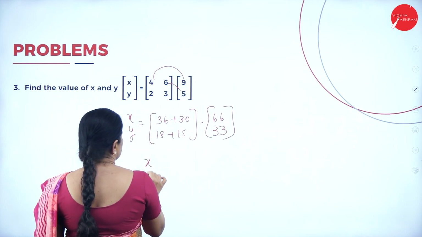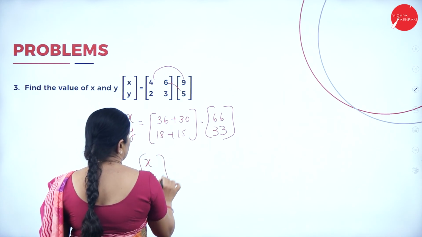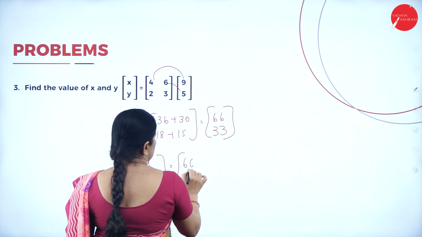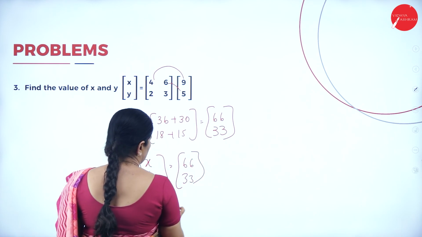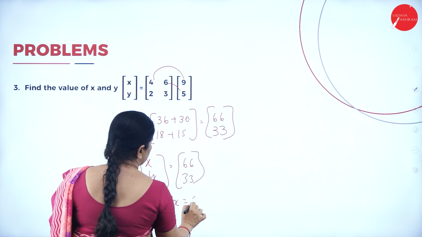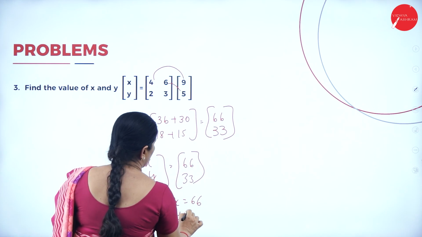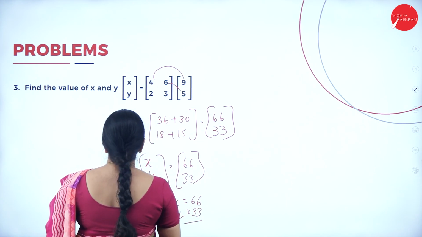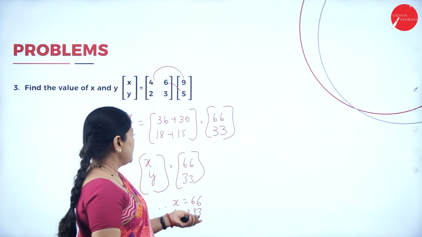So x, y equals 66, 33. Therefore, x equals 66, y equals 33. So this is the answer.